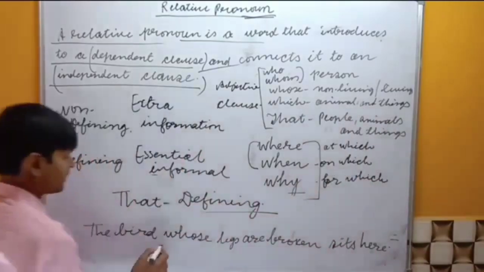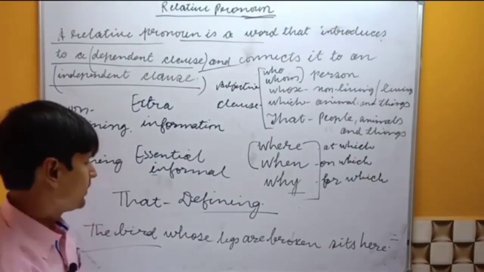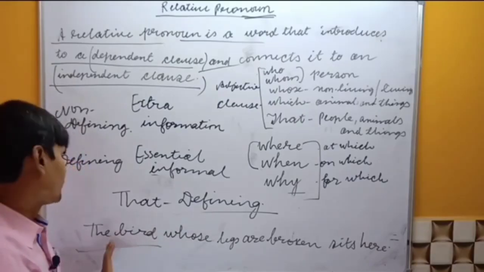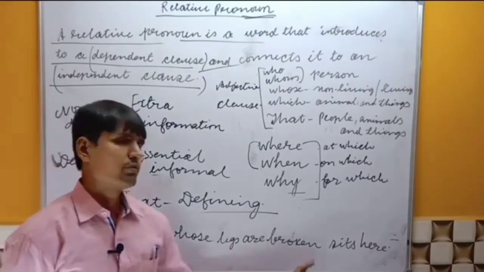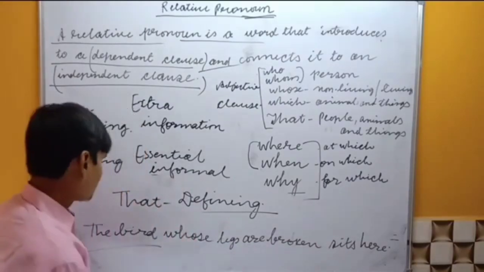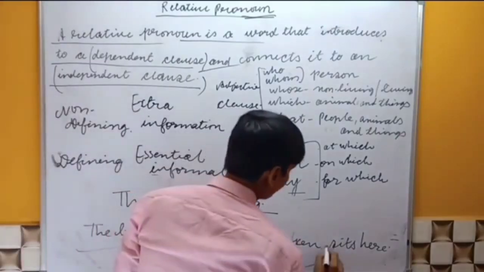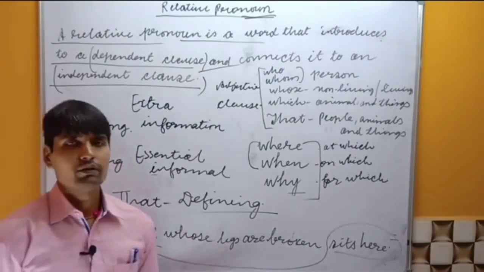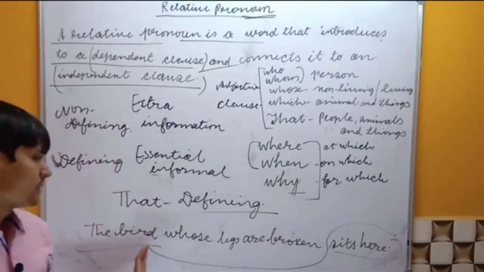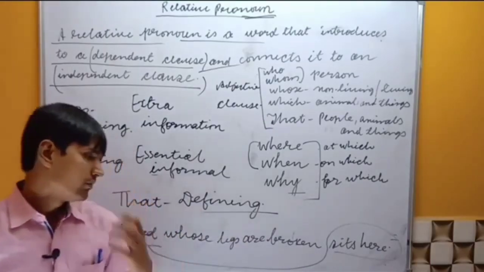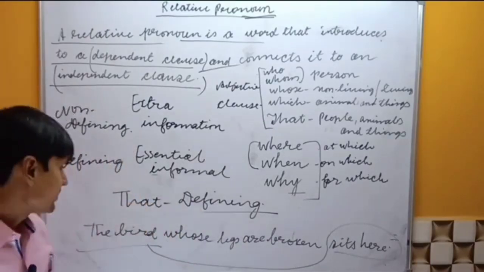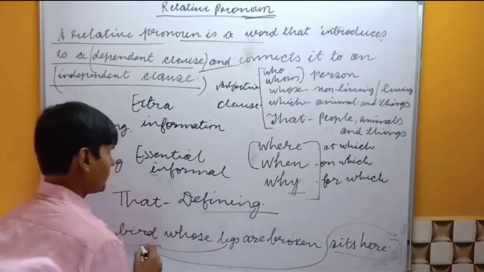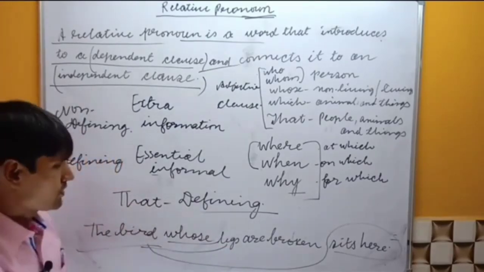Now you can see here clearly that bird is a living thing. You can also write here human. For example, the boy whose legs are broken sits here. So there are two sentences. The first is that the bird sits here. Second one is the legs of the bird are broken. So there is a relation of the legs with the bird, and this is why whose has been used.